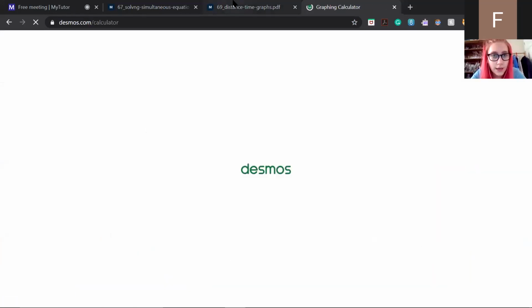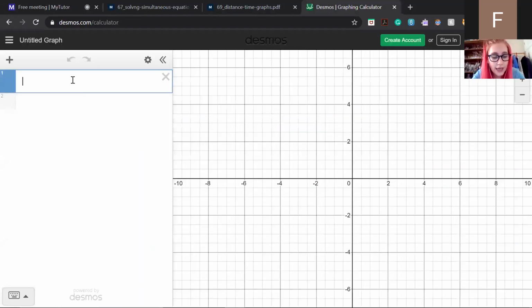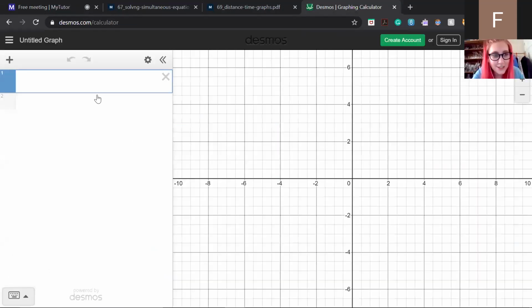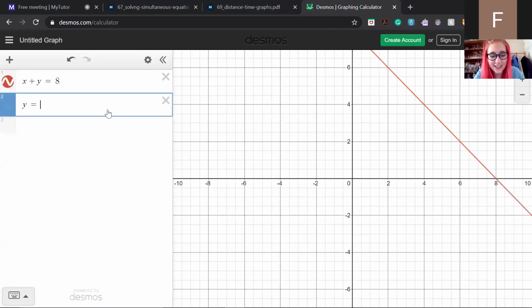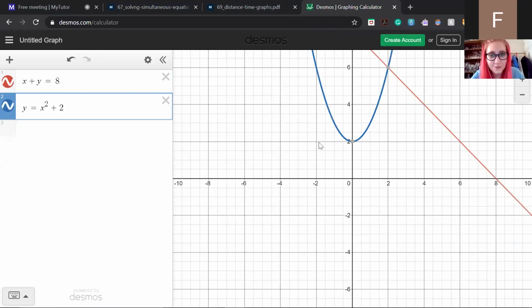So let's see, what was our first one? X plus Y equals 8. Or actually, I'll try to make the quadratic blue. Y equals x squared plus 2. Oh no, this one's red. Okay, x plus y equals 8. And y equals x squared plus 2.